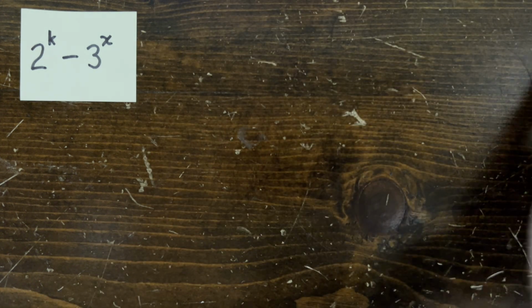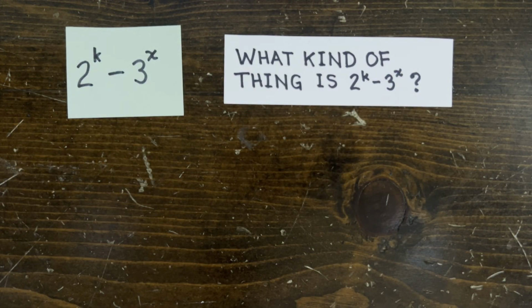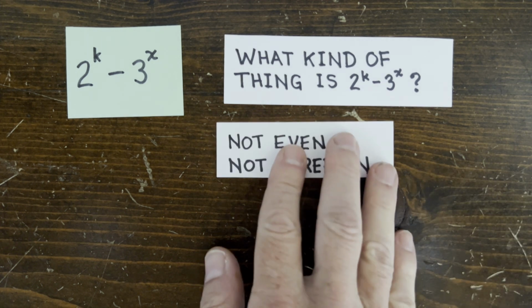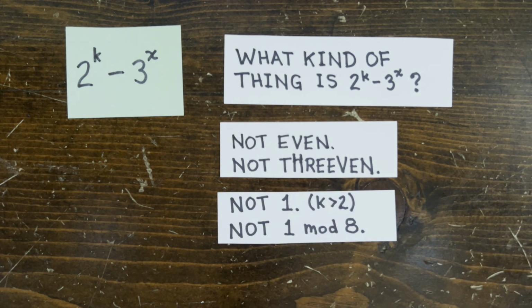So what kind of a thing is 2 to the k minus 3 to the x? I mean, what kinds of numbers can or can't take that form? Well, first, it's not even because it's an even minus an odd. It's also not divisible by 3. And it turns out, actually, it can never equal 1, except for the trivial case of 2 squared minus 3 to the first. And that's actually kind of hard to prove directly.